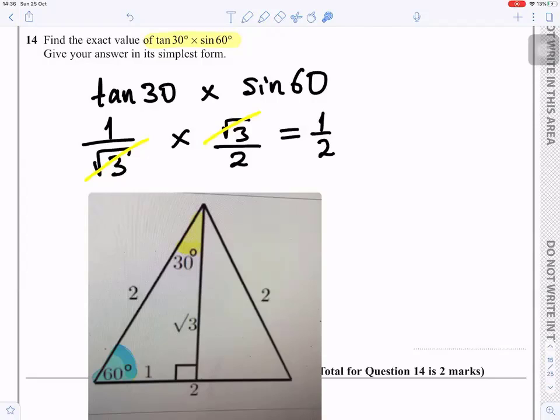So the important thing is to remember that triangle, an equilateral triangle. All the sides are 2, and then 60 degrees angle. And then from there, you can work out tan 30 degrees and sine of 60 degrees.